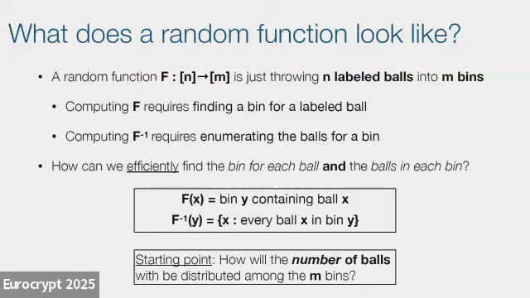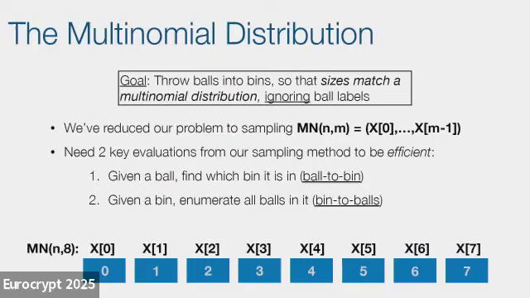We're actually going to start with the simpler problem, without worrying about the labels yet. Let's just try to get the number of balls distributed among the im bins, and also have these two forward and backward evaluations be efficient. This is called the multinomial distribution. If I throw n balls into im bins, it follows a multinomial. And I want to sample a multinomial in im so that both of these evaluations are efficient: given a ball, find which bin it's in, and given a bin, enumerate the balls in it. I'm going to ignore the labeling for now. We will pick a labeling, but we're not going to care that it looks random yet.